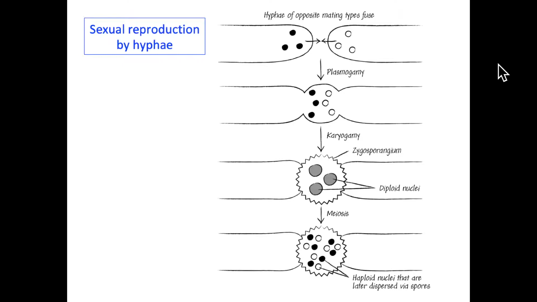Here on the top panel, what you see is hyphae of different mating types coming together to fuse. That fusion is called plasmogamy, and a small chamber is formed in which there are multiple nuclei from each of the different hyphae. A wall is formed called a zygosporangium, and inside the zygosporangium, the nuclei fuse to form diploid zygotes. Once formed, meiosis takes place almost immediately with the production of a new combination of haploid nuclei, which then are dispersed as spores.